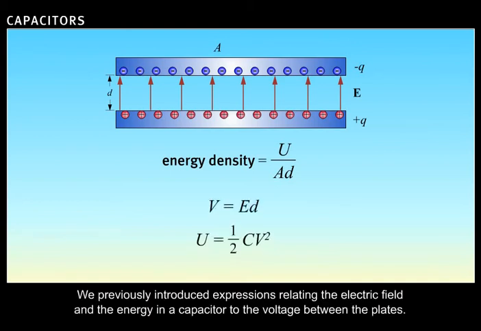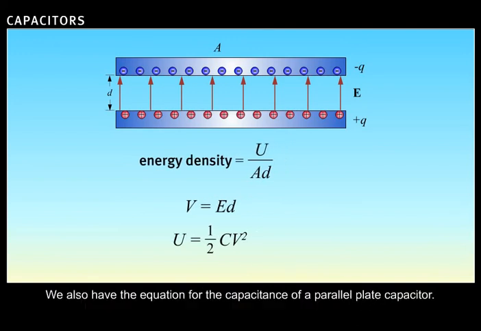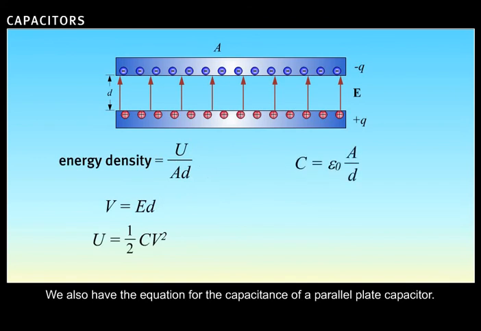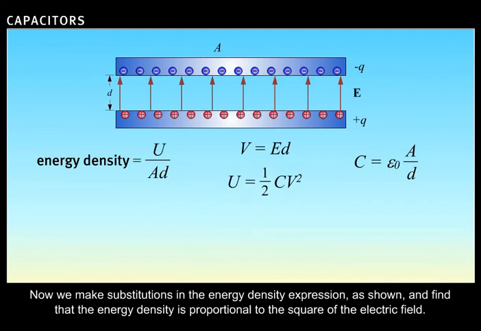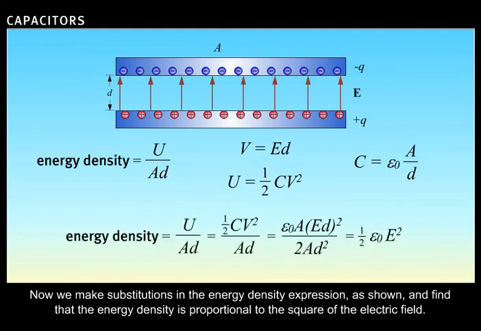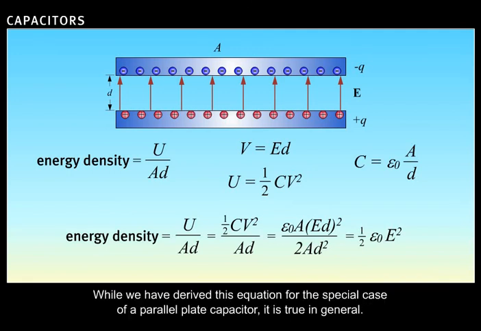We previously introduced expressions relating the electric field and the energy in a capacitor to the voltage between the plates. We also have the equation for the capacitance of a parallel plate capacitor. Now we make substitutions in the energy density expression as shown, and find that the energy density is proportional to the square of the electric field. While we have derived this equation for the special case of a parallel plate capacitor, it is true in general.